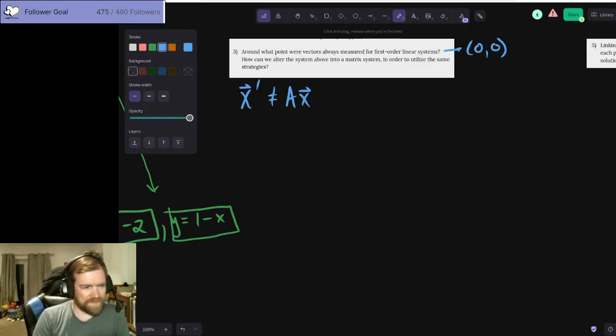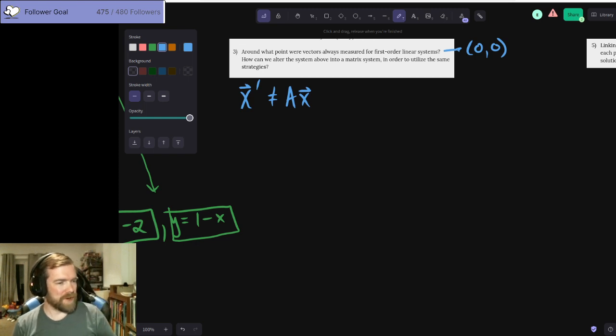Yep, Rex. Bottom of a bowl is stable, middle of each saddle is unstable. Yep, so we have the different types of equilibria.